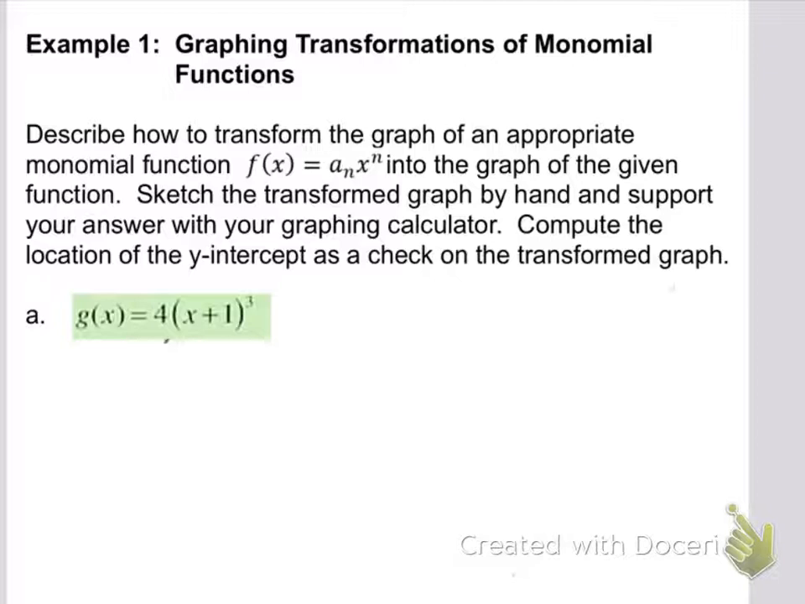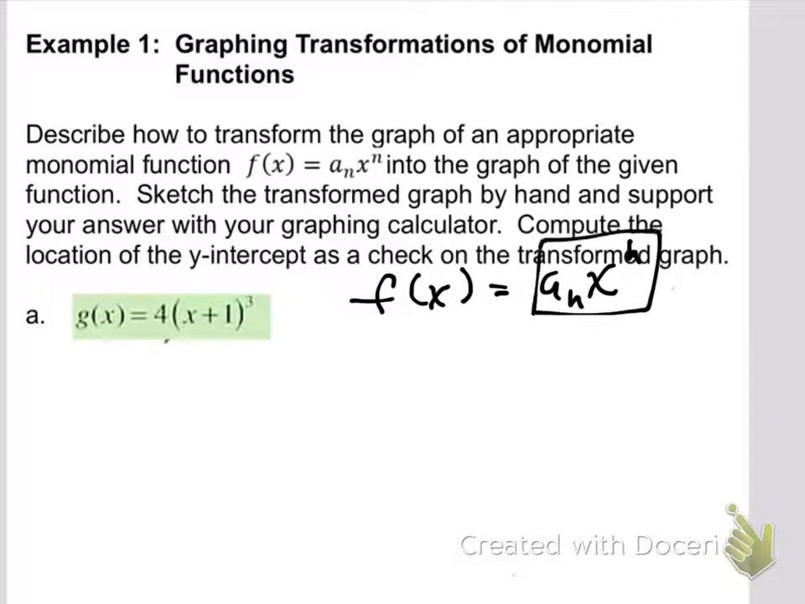Okay, let's do some examples now. We want to describe how to transform the graph of an appropriate monomial function f of x equaling a sub n times x to the nth power into the graph of the given function. Sketch the transformed graph by hand and support your answer with your graphing calculator. Compute the location of the y-intercept as a check on the transformed graph.